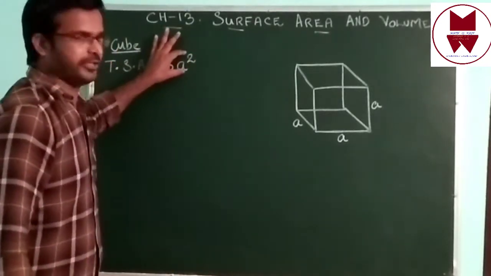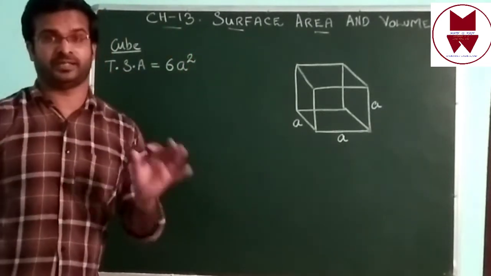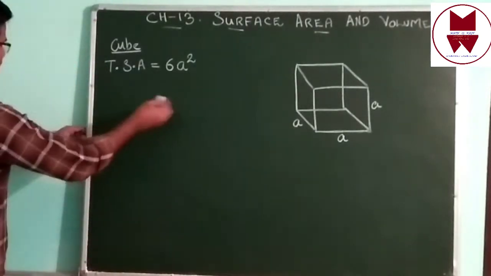A square means area of one face. Then 6 we are using means total 6 faces are there. Then total surface area is 6A square.